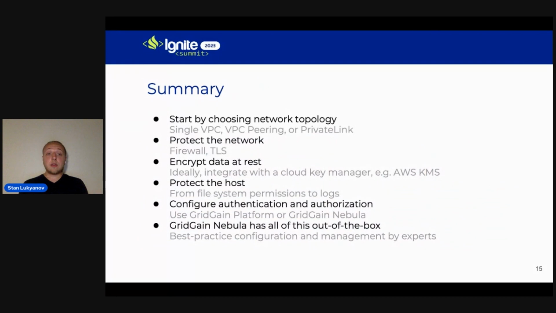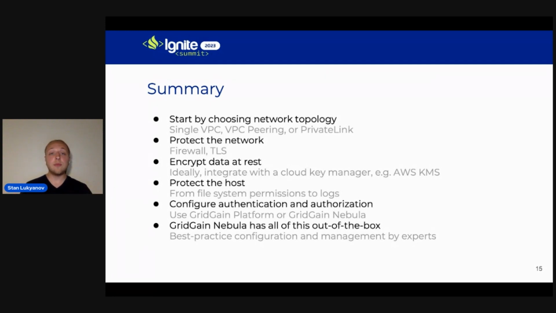So this is it. We talked about network level security. We talked about protecting the data on the host with data encryption and with other steps and tools. And we talked about the database level protection, database level access control. So to summarize, if you want to secure your Apache Ignite installation, you start by figuring out what is the right network topology for you and how you can build the secure network perimeter for yourself.